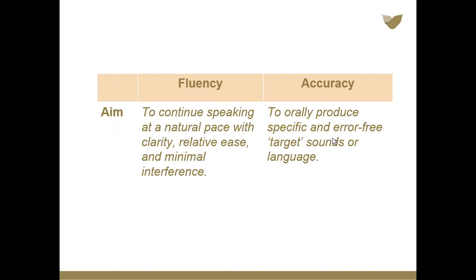So when we are talking about accuracy, the aim is to orally produce specific and error-free target sounds or language. So generally, when the students are talking, they're talking about their ideas or their opinions, and a certain subject. They're sharing their own ideas. So what happens here is that we start correcting the other errors which are not your target sound for that particular lesson. So that we will look into in detail as well. The target sounds or the language for that particular lesson, that is your aim. Okay.